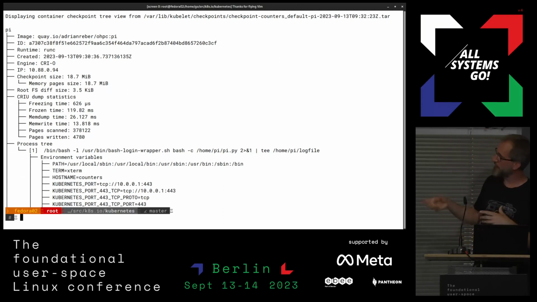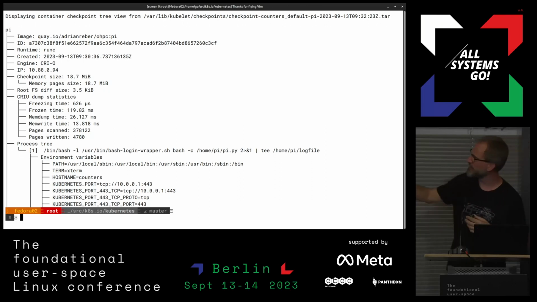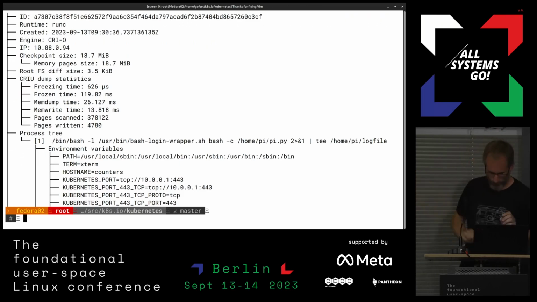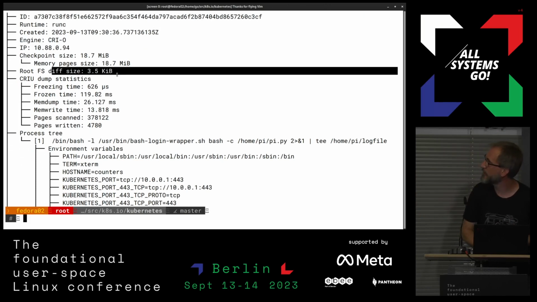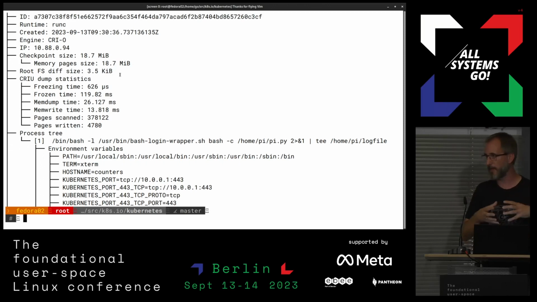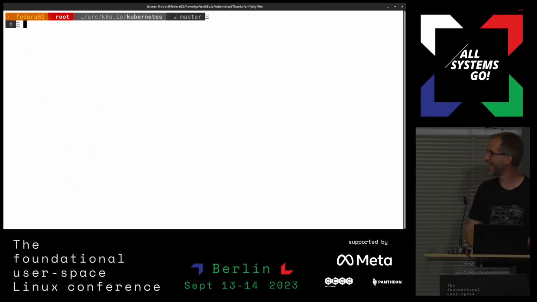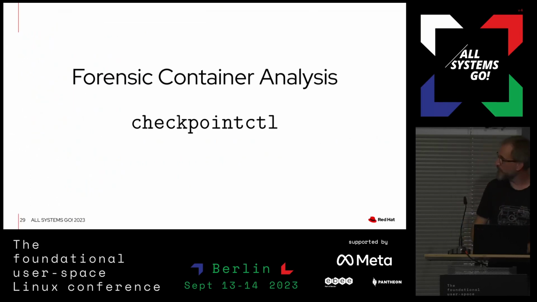But yeah, the table we have seen before gives you the information about the container name, the container image it's based on, the container runtime, the container engine, the IP address, and the size. We also see the size here. You see the checkpoint size is 18 megabytes. It's the size of the CRIU image. Then we also have the root FS diff size here, somewhere here. Here it is. This is the size of the file system changes, because I only changed 3 files. This is really small. Anyway, so this was checkpoint control.